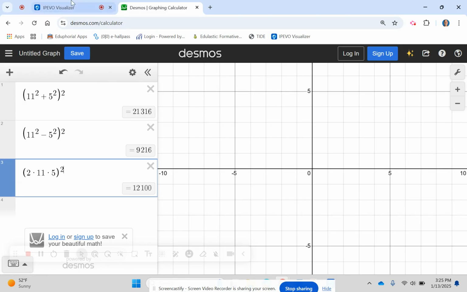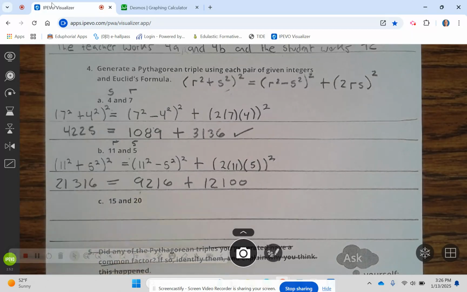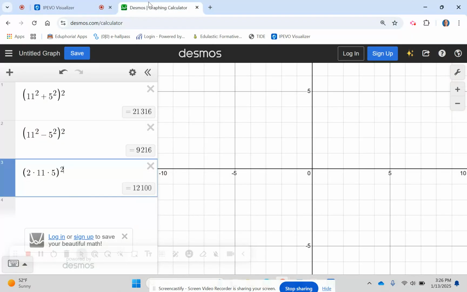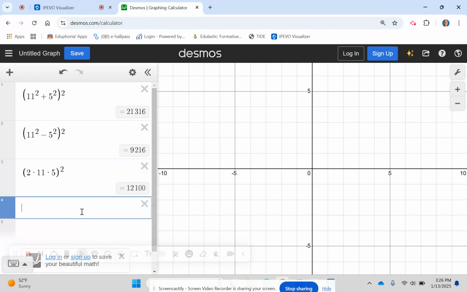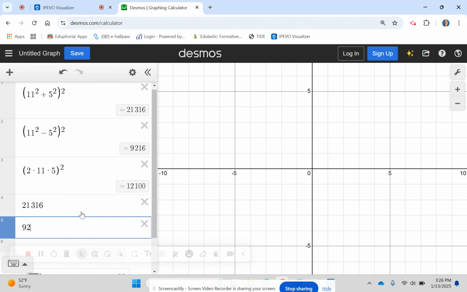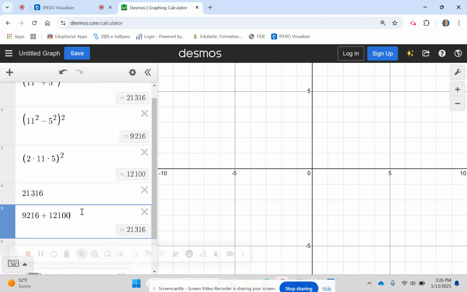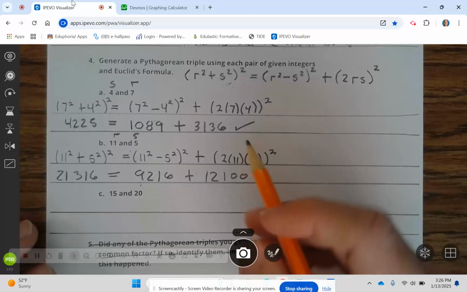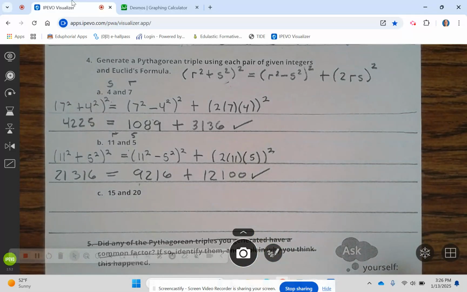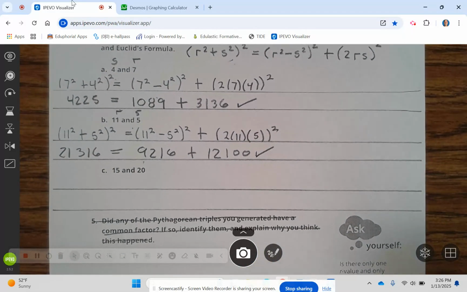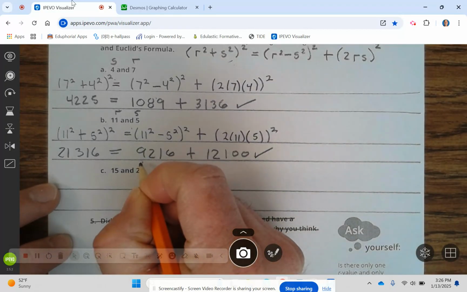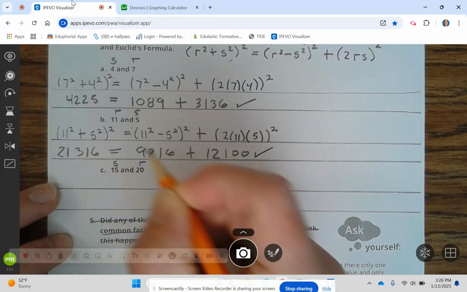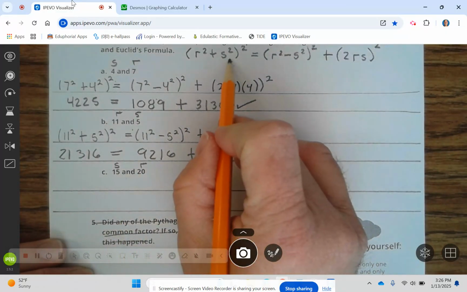All right, and let's check to see if this is true. So we have, and let's see if that's equal to 9216 plus 12100. These are equivalent. So this checks. So that is an example of a Pythagorean triple. All right, let's take a look at C. So C is, this is R, this is S. So we plug these numbers into this formula.